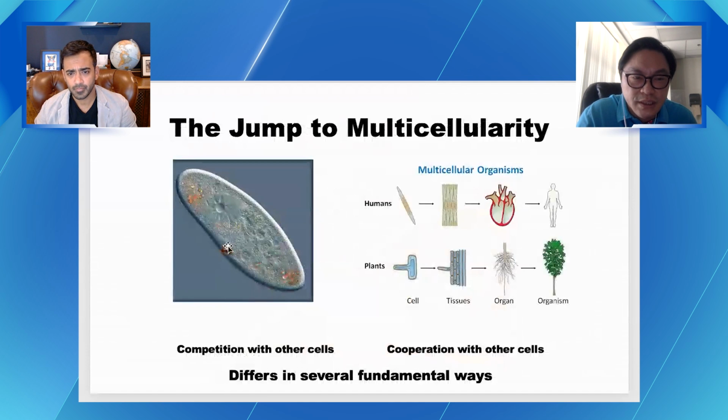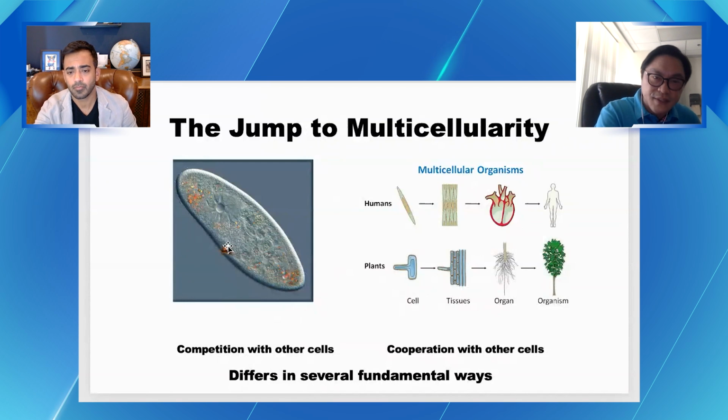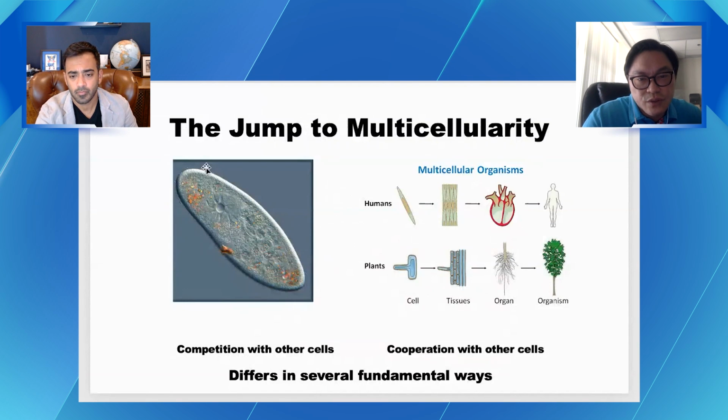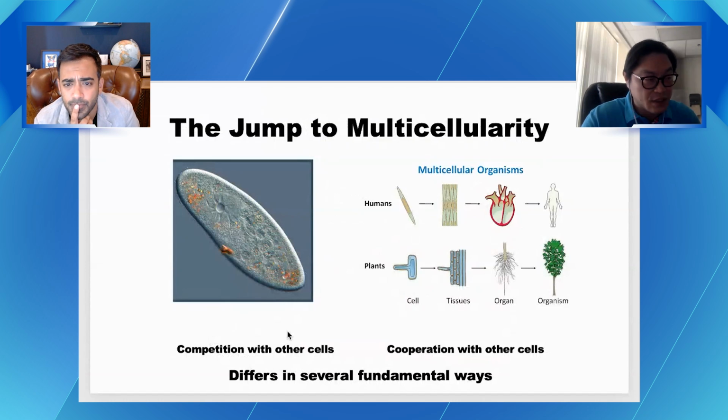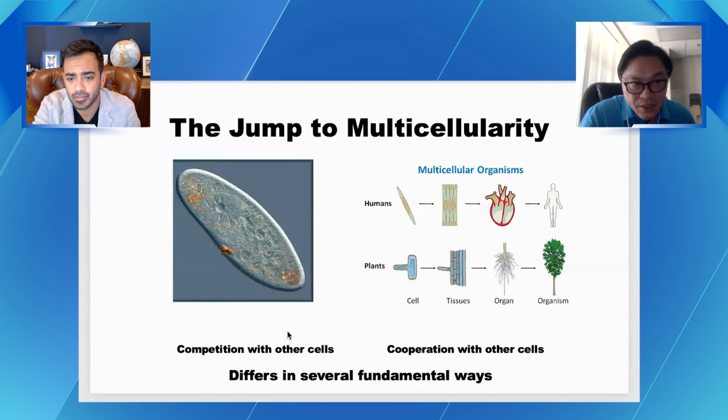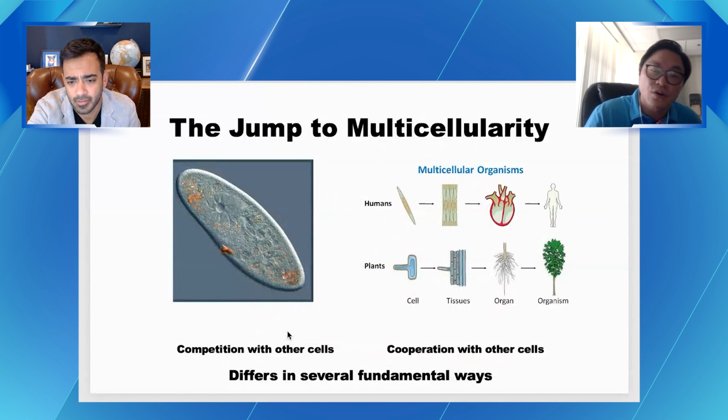And the jump to multicellularity is really important because there's a fundamental difference between a single-celled organism and a multi-celled organism. If you think at the cellular level, each individual yeast, for example, is in competition with all its other cells. You're going to compete for resources, for food, for space, and it's really a survival of the fittest sort of thing. When you get multiple cells all together, you can't compete with each other, because the cells in your liver can't compete with each other, right? You have to actually cooperate.